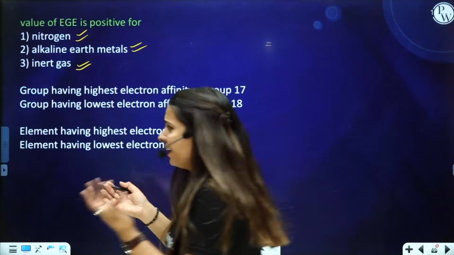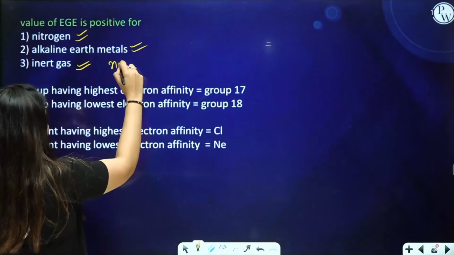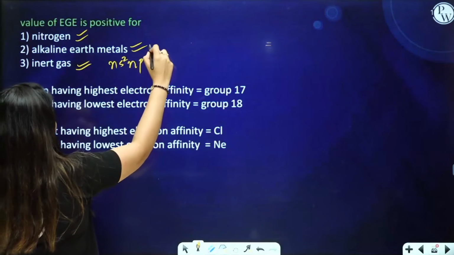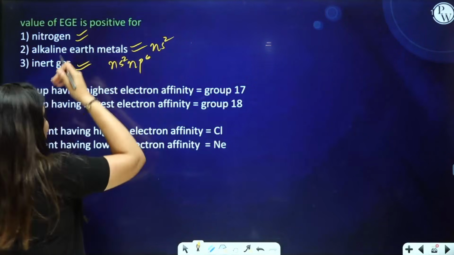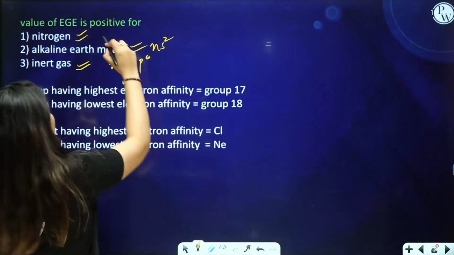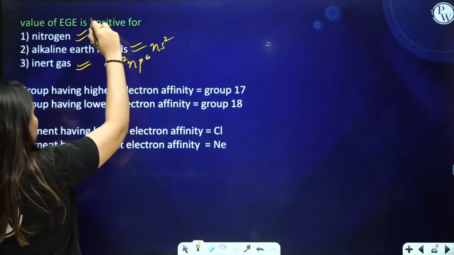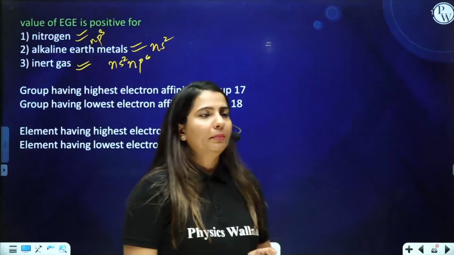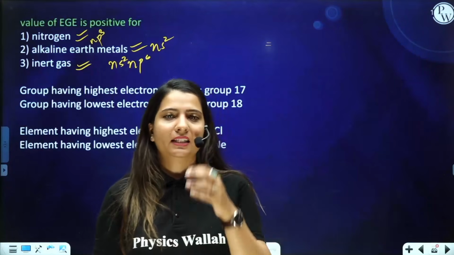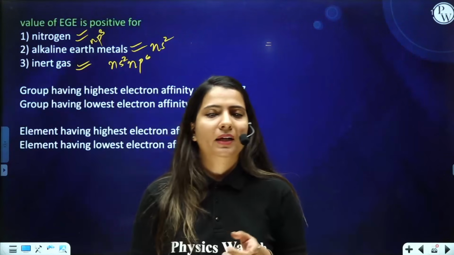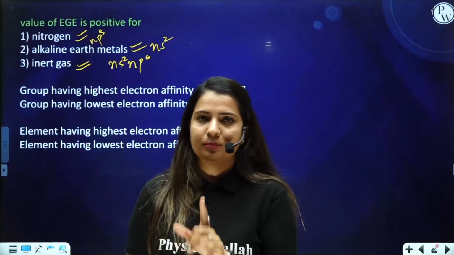Inert gases are already stable. They have ns2, np6. Alkaline earth metals have ns2, and nitrogen has a smaller size and an exactly half filled electronic configuration. But that does not mean all group 15 elements have positive electron gain enthalpy. It is only valid for nitrogen.